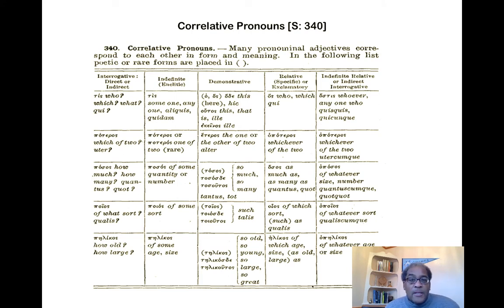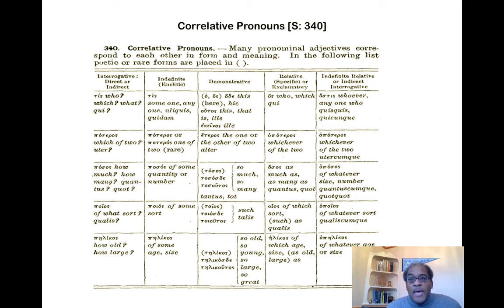So the interrogative form asks the question, who? Who stole your bicycle? Whereas the indefinite is the exact same form, but it's enclitic in its accent, so you have to be paying attention to the accents to recognize it. And as opposed to asking a question, it speaks of someone indefinite. Someone stole my bike. Who stole your bike? Someone stole my bike.